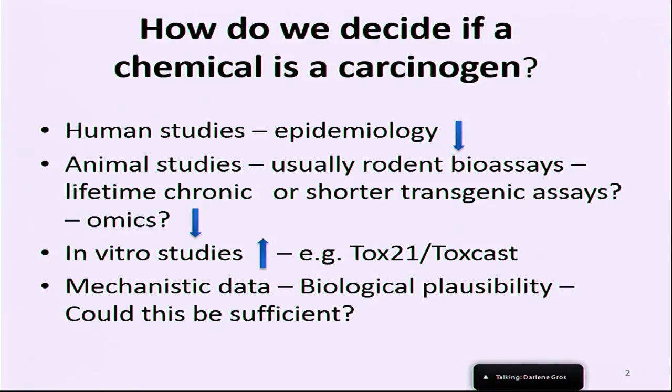So we're also moving to in vitro studies, such as TOX-21 and ToxCast, which are generally replacing animals. And this is generating very large amounts of data on large numbers of chemicals, but interpreting it is difficult. And the very important component now of understanding whether human data, such as biomarkers, is important, or whether animal data is relevant, is the relevance of mechanistic data and how to actually look at this idea of biological plausibility and whether or not mechanistic data alone could be sufficient to determine whether something was a carcinogen or not.